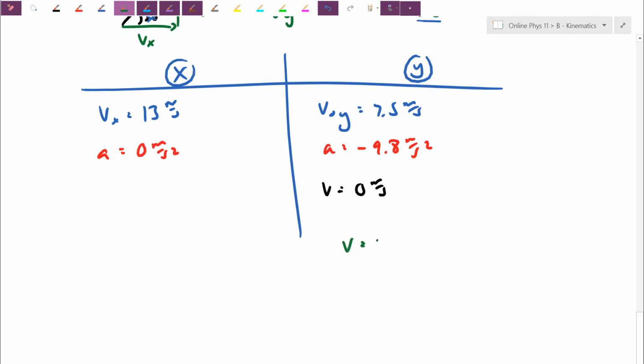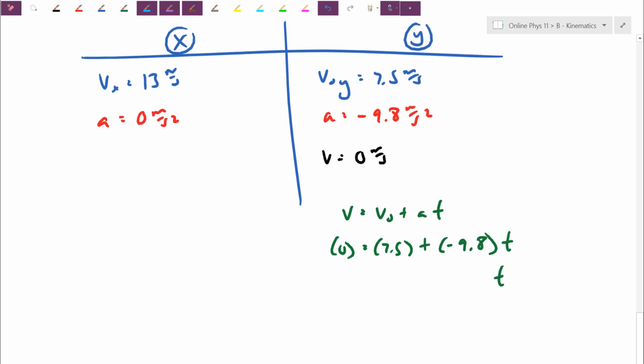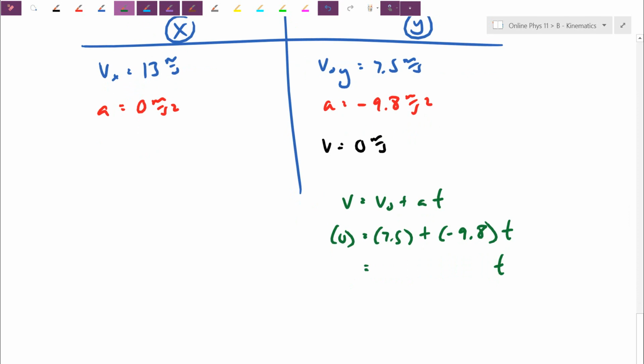Let's go v is equal to v naught plus at. At max height, I'm not going up or down. I initially was only going up 7.5. Gravity is an acceleration of 9.8. It's going to change my speed by 9.8 for every second. How long would it take gravity? Probably not even a second here.